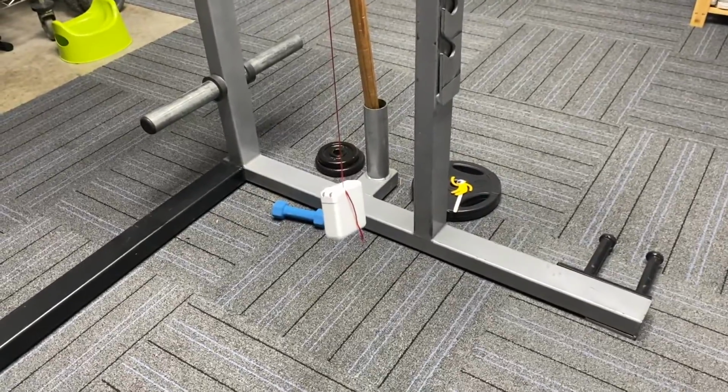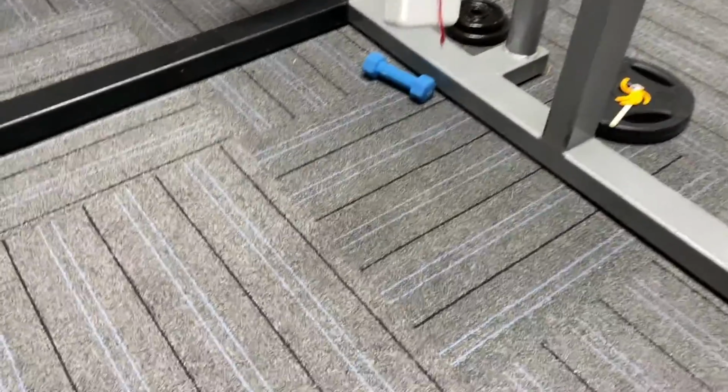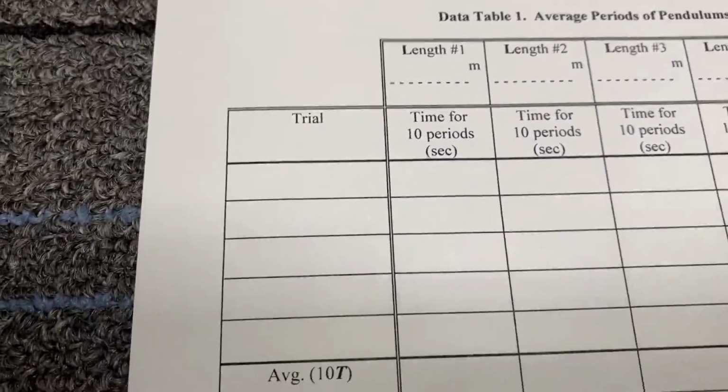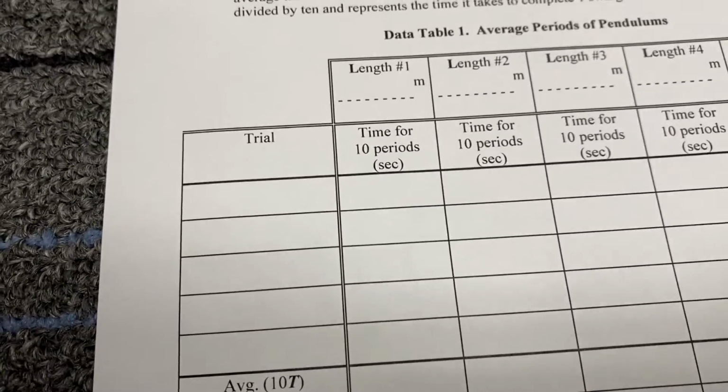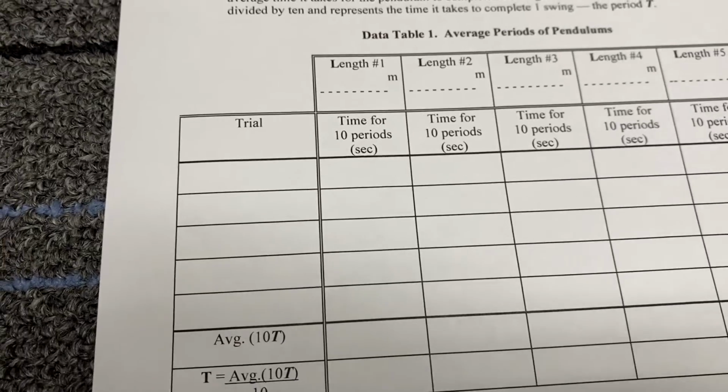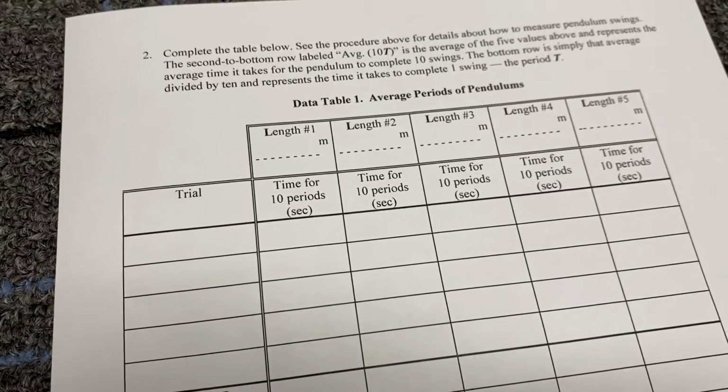Obviously, you're going to have different length strings, right? Because of course that would just be your length 1. And then after repeating 10 total swings 5 times, okay? So that's a total of 50 swings, but just 5 trials. Then you're going to have a different length.